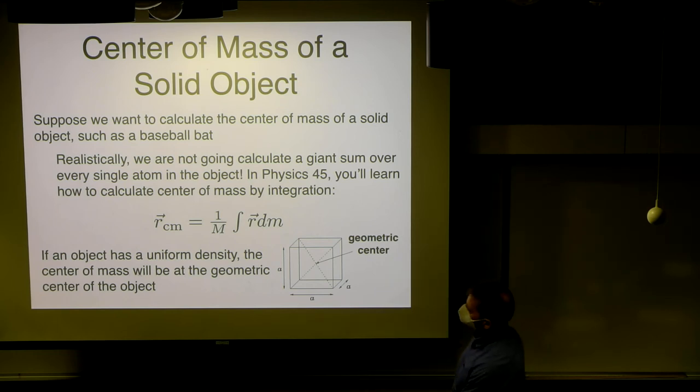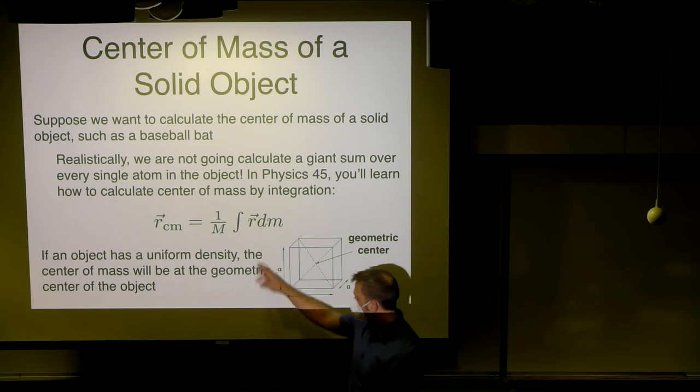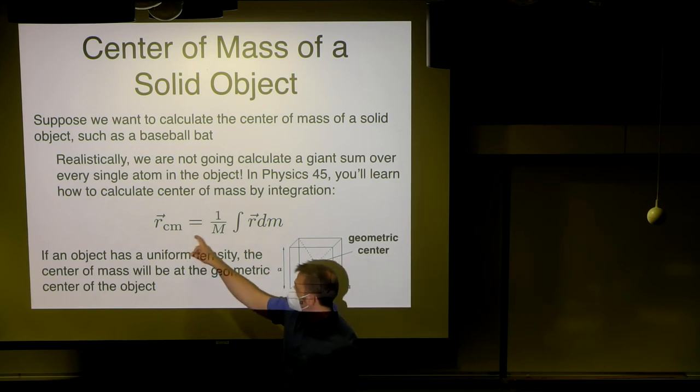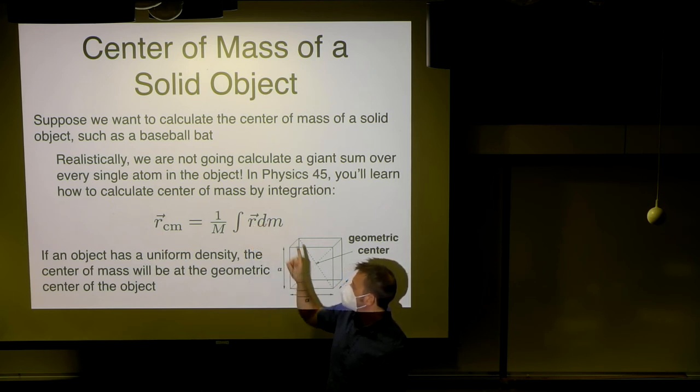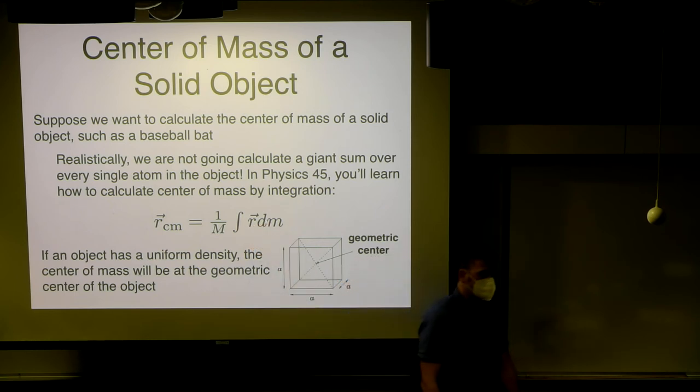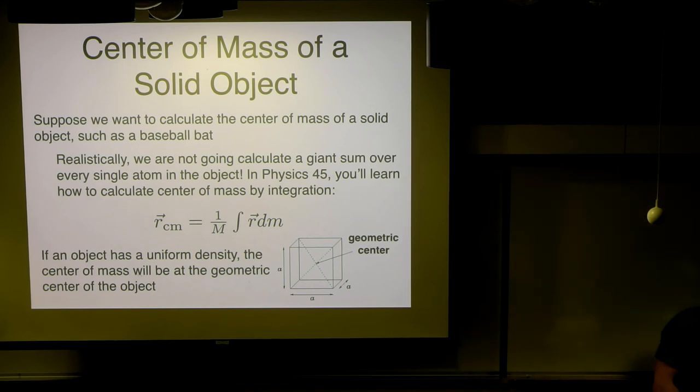what we had before as a summation is now an integral, where R_CM is 1 over the total mass times the integral of r dm, right? We're not doing that in this class. You'll learn about it in physics 45.